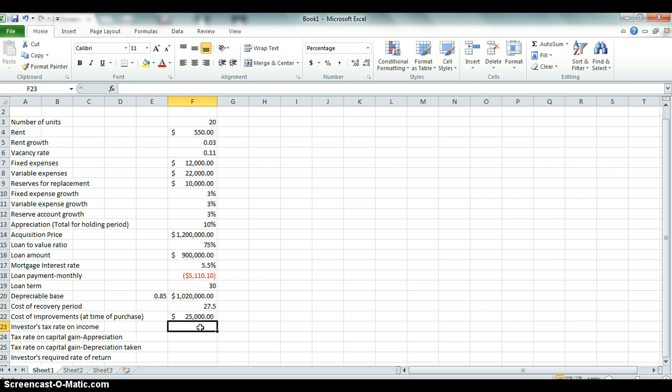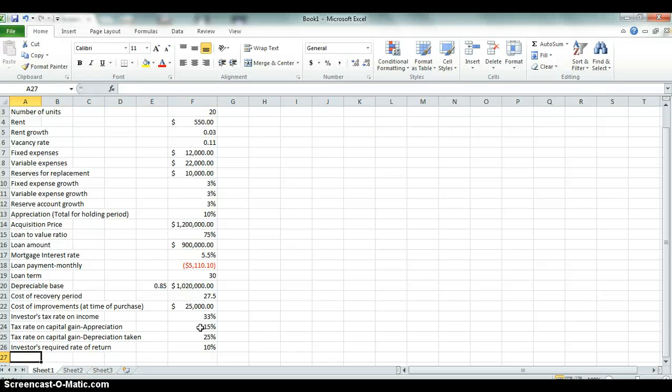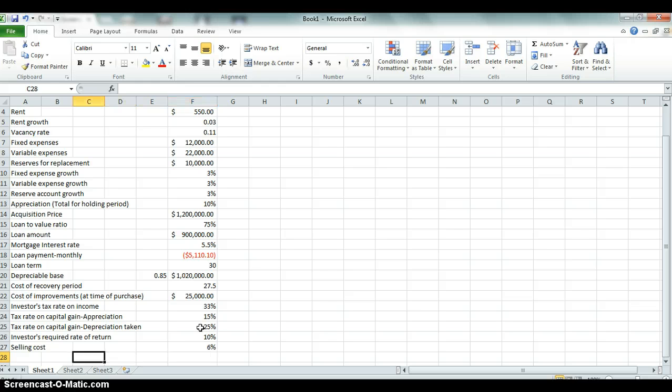Our first number is 33%, 15, 25 for the tax rate on capital gain and depreciation taken, and finally 10% on the investor's required rate of return. Then we will assume that our selling cost will be 6%. And finally, our holding period in years will be 3.